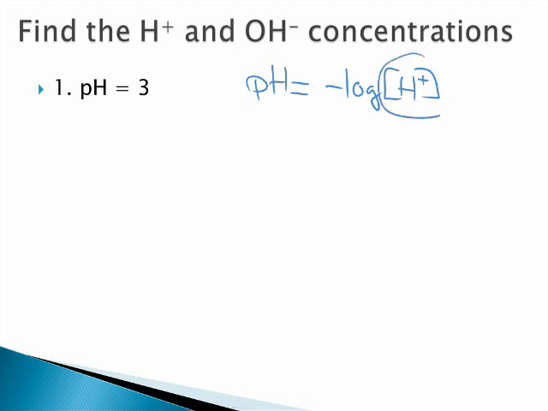So we're trying to find just the concentration here. And we're given this, we're trying to solve for this. So that means we have to take the antilog. So we're going to multiply. So what would that be? Let's look at what the antilog is on the calculator.